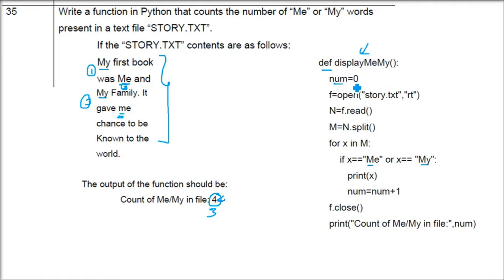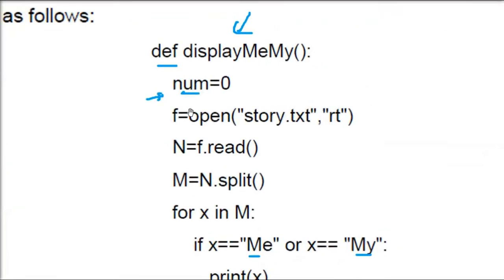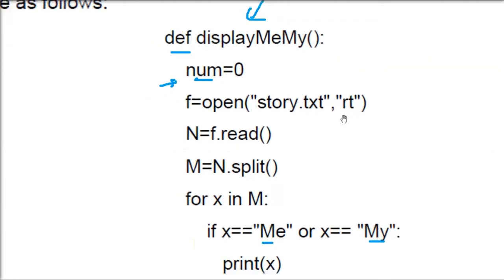Then you have to have num equal to 0. This is a count variable. Whenever we need to count, we need to have a variable that initiates to 0. In the previous question we had taken m, which was an empty string. Like this, num equals 0 is initialization. Now we are opening the story.txt. So we are opening this file in RT form.